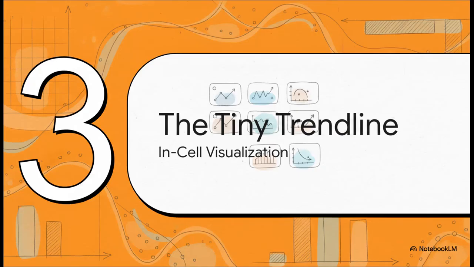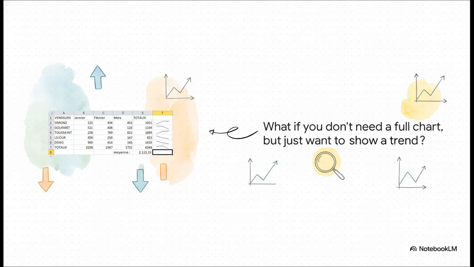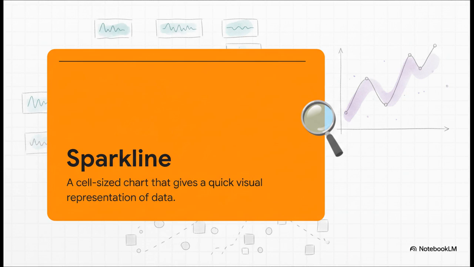Okay, so we've covered the big charts. But for our final technique, I've got a fantastic little pro tip for you. This is for when you need to show a trend, but you don't have a lot of space. We're going to talk about a super elegant in-cell visualization, the tiny trend line. So take a look at this. It's just a table of sales data, right? But what if you don't really need a whole full-blown chart for every single person on this list? What if all you really want to do is show, at a glance, whether their sales are trending up or down? Well, the answer is something called a sparkline, and it is a brilliant little invention.